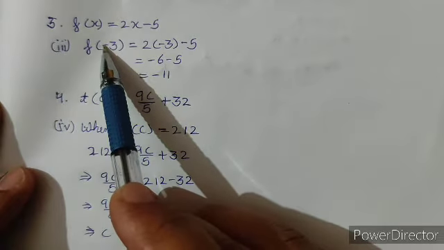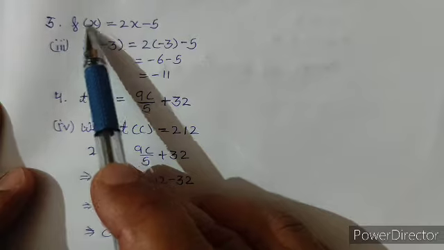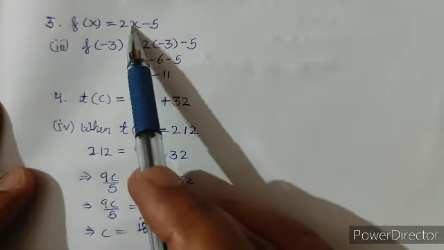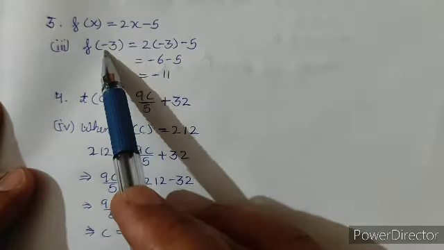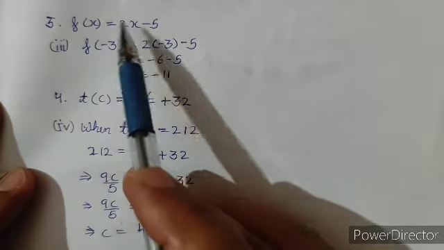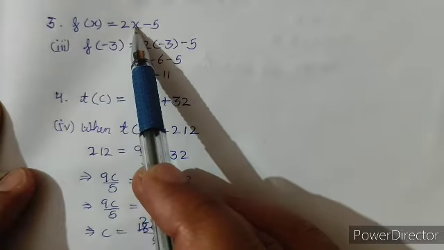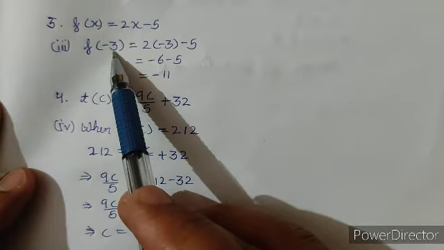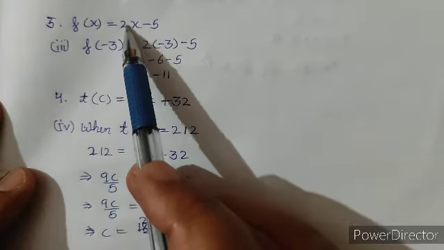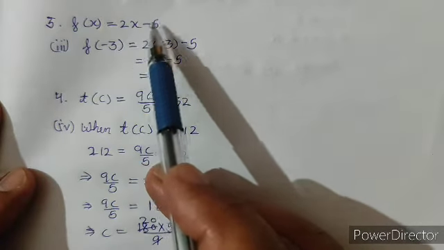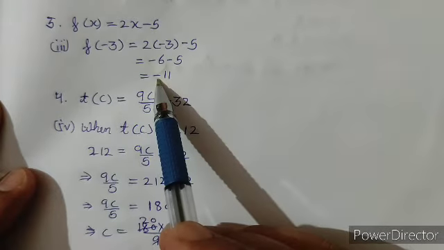Now fx was given to us as 2x minus 5, and here in place of x there is minus 3. So we will replace x with minus 3. That means f minus 3 will be 2 into minus 3 minus 5, and that will be equal to minus 11.